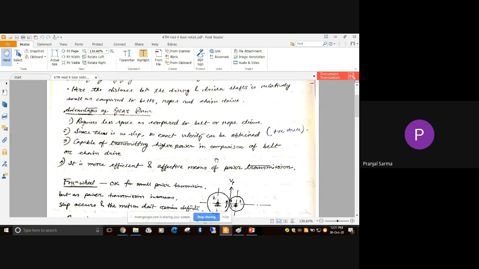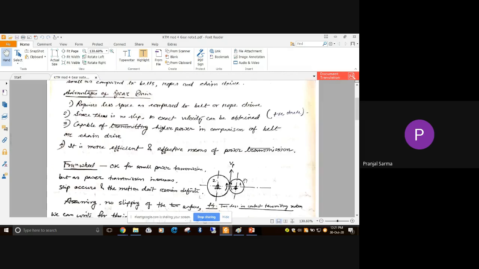But the thing is, we can have an arrangement of gear trains, whereby we can have more than two gears in mesh. Successive meshing will be there, and from one gear to another, from the second gear to the third gear and so on, we can have the transfer of motion, and somewhat the central distance can be increased. So that's possible. All of you have understood this, right?